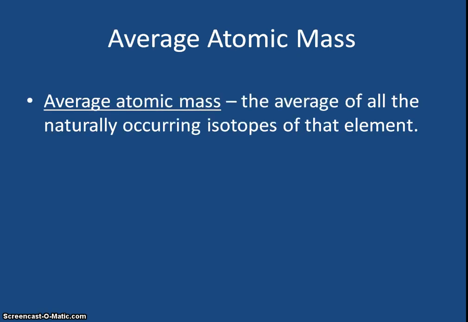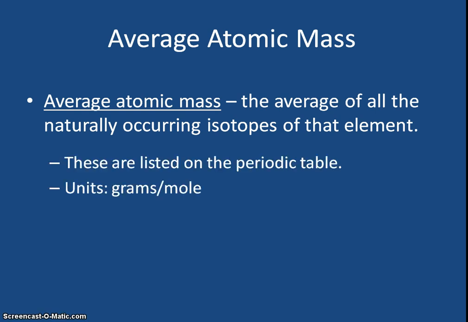The next thing we're going to talk about is average atomic mass. So the problem with putting a mass number on the periodic table is that not all atoms of an element have the same mass. So what they do is they take an average of all the isotopes of a particular element, and that's what they put on the periodic table. The reason it's a decimal is that it's an average of all the isotopes. So if you take an average, you're not going to get a whole number. So these are listed on the periodic table. The units are grams per mole, but don't worry too much about that just yet.